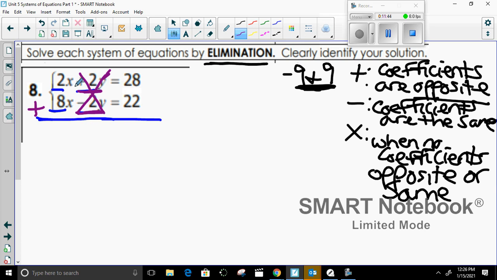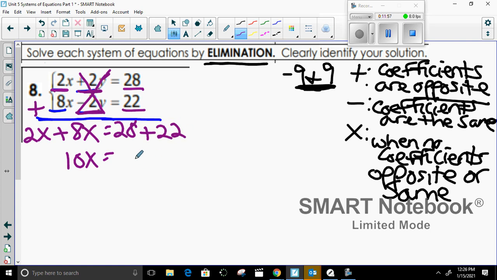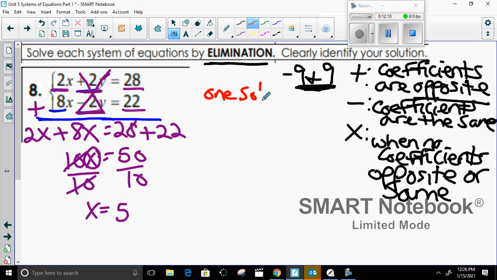Now let's add everything else. 2x plus 8x gives me 10x. 28 plus 22, does that give me 50? If I finish solving for x, divide both sides by 10, x equals 5. Remember, if you get one of your variables to equal something, it's got to be one solution. Now I just need to find the other variable.